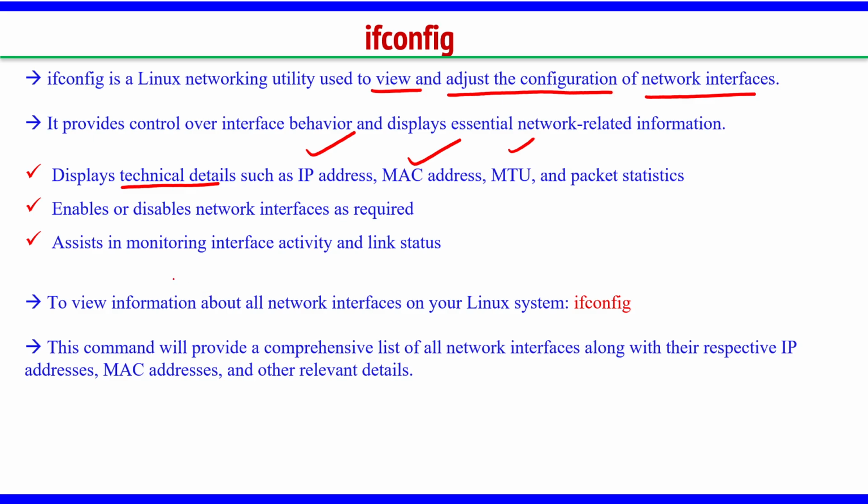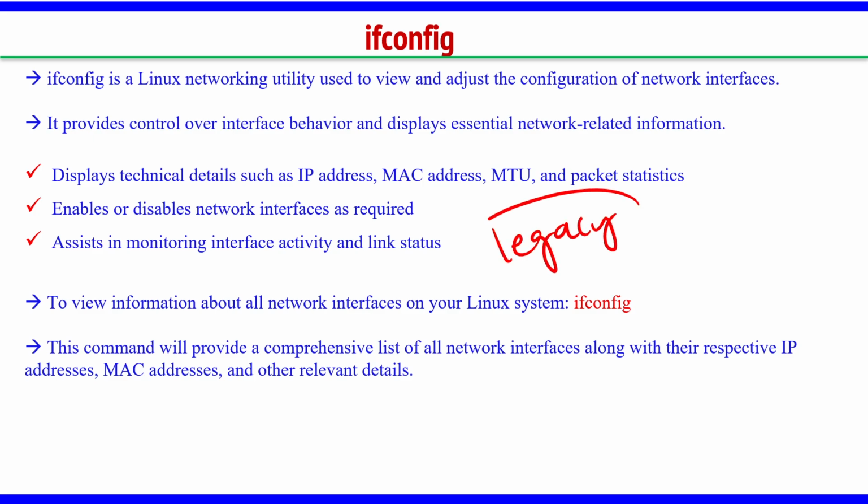It is also useful for enabling and disabling network interfaces. If you don't know the IP address, you will not know which services are listening or running on this IP address. For that we use ifconfig. To view information about all network interfaces in your Linux system, we use ifconfig. It lists all the network interfaces along with their IP address, MAC address and other relevant details. Simple command, ifconfig, but this is a legacy command.